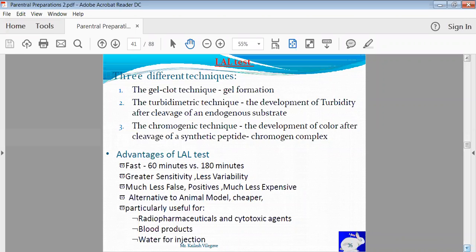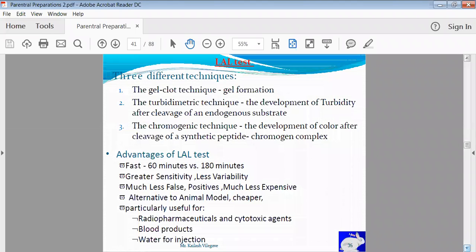The same test is carried out by three different ways, or three different techniques. First is the gel clot technique, which I have already told you. Another test is called the turbidimetric technique. Here, when we mix the endotoxin substance with your solution, it will cause turbidity in the test tube. In this way also you can check the presence of the endotoxin. And then there is the chromogenic technique also. Generally in the chromogenic technique, the development of color takes place when we mix your product with the chromogen complex. The chromogen complex is made of synthetic peptides, so we are synthesizing this chromogen complex artificially.